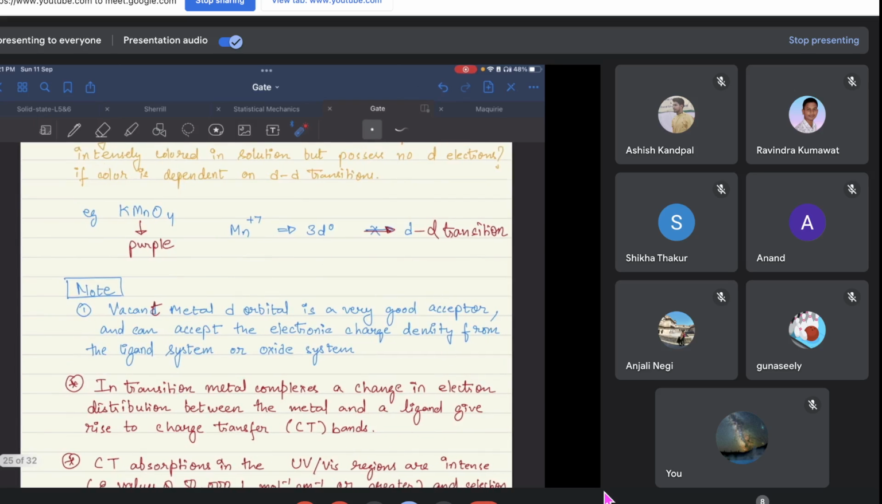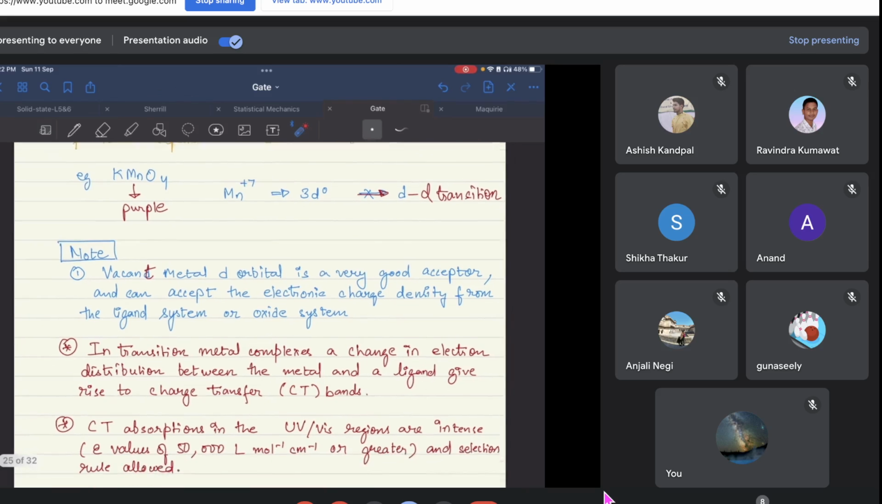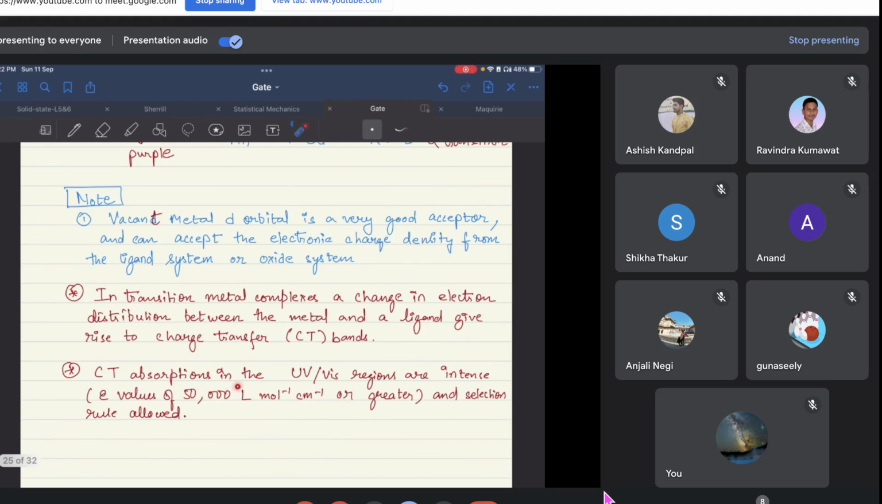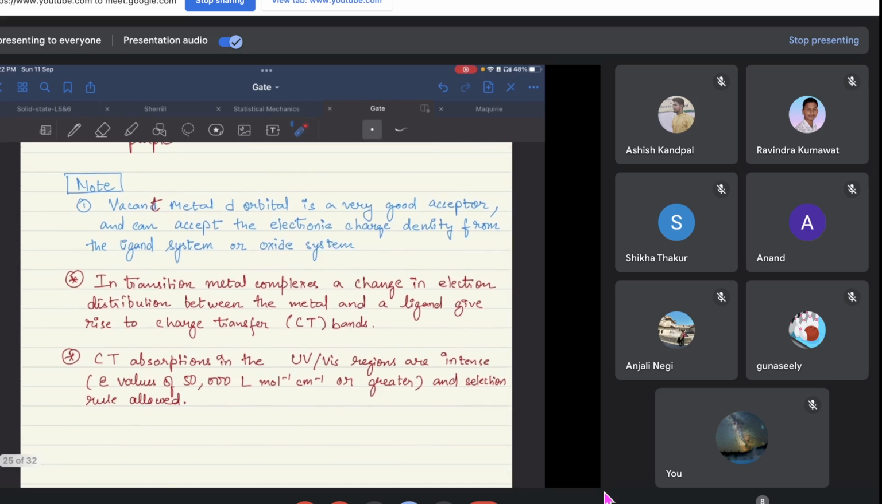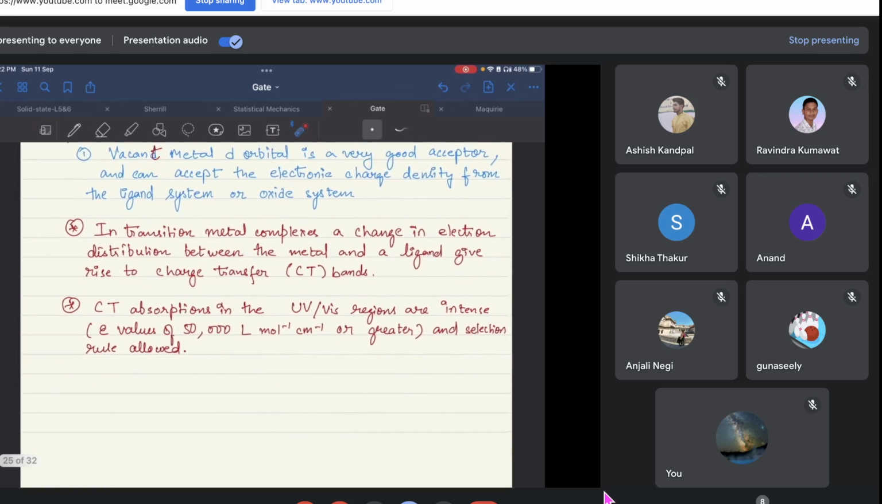In transition metal complexes, a change in electron distribution between the metal and a ligand gives rise to charge transfer CT bands. Okay, and these CT absorptions lie in the UV region and are intense, and the selection rules are actually allowed. So these have an epsilon value of up to 50,000 or greater.